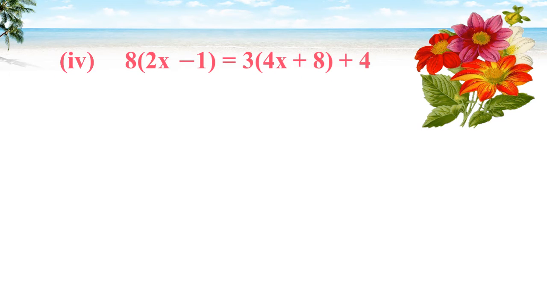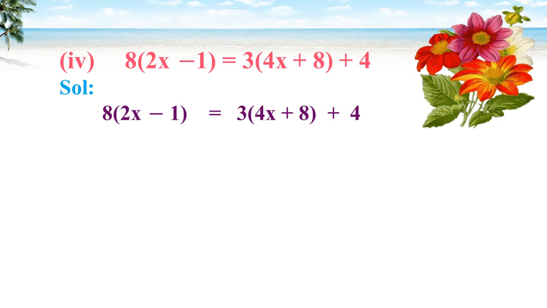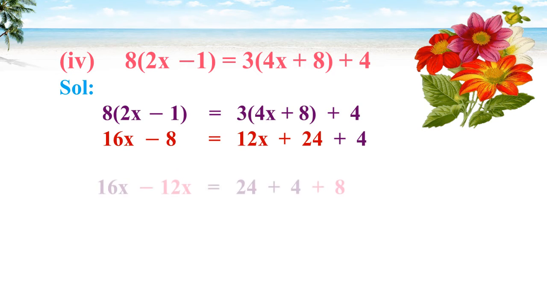Next, let's see. 8 of 2x minus 1 is equal to 3 of 4x plus 8 plus 4. Now take the equation. First of all, multiply 8 with what is inside the brackets. So 8 into 2x, 16x minus 8 ones are 8 is equal to 3 into 4x, 12x plus 3 8s are 24 plus 4.